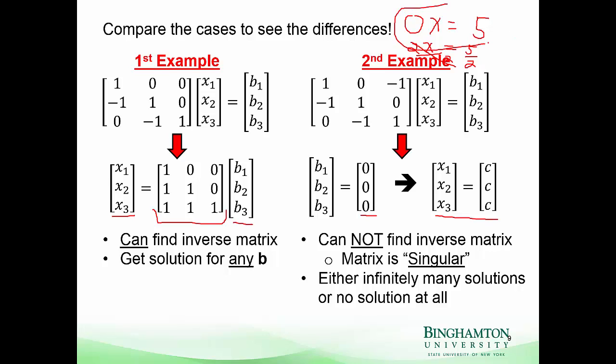But up here, what can we do? We cannot divide by 0. There is no inverse of 0. There's an inverse of 2, but there's no inverse of 0. There's an inverse of this matrix, but there is no inverse of this matrix. Why is there no inverse of that? Well, we'll see that in just a bit.